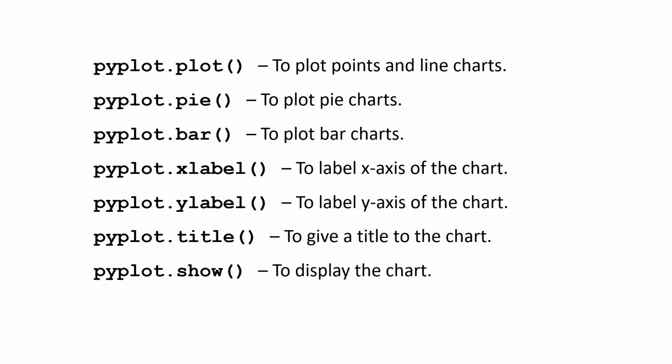We shall keep ourselves to the simple level of charts. Let us now practically see how to plot charts using these functions. The first function we have to cover is pyplot.plot. This function is used to plot points and lines. First we shall see how it can be used to plot points. To plot a point, the coordinates of the point have to be given as arguments to the plot function. For example, pyplot.plot(3, 2) will plot a point at 3, 2.